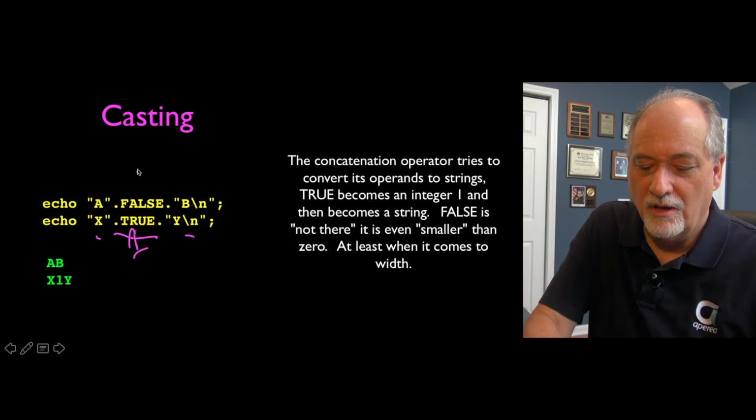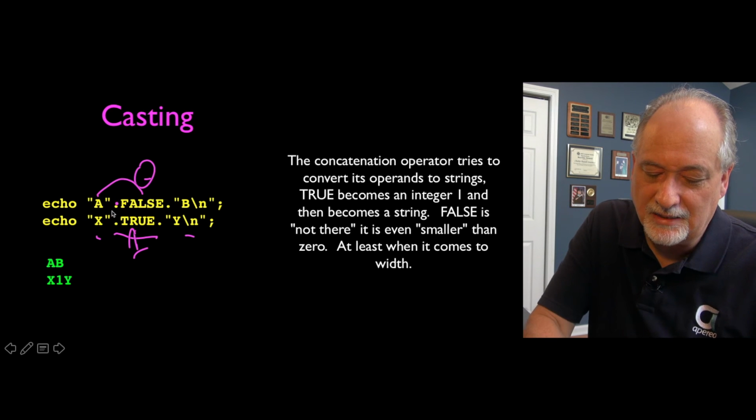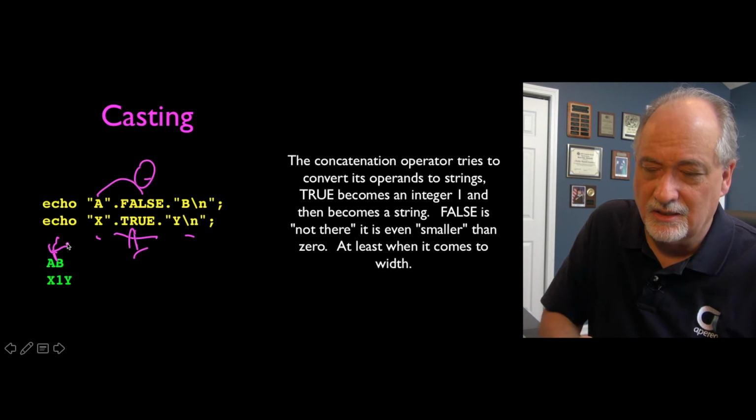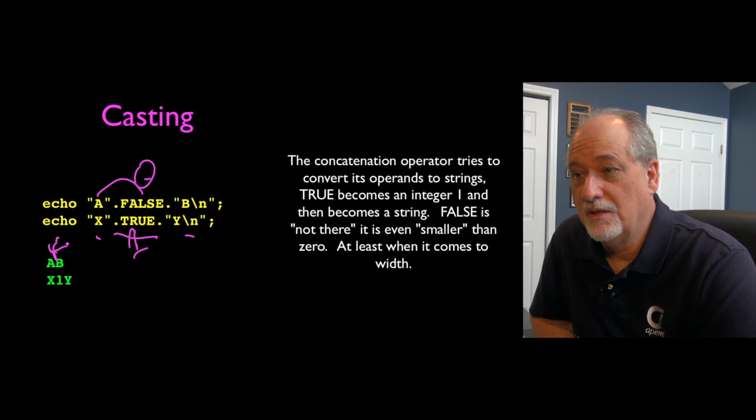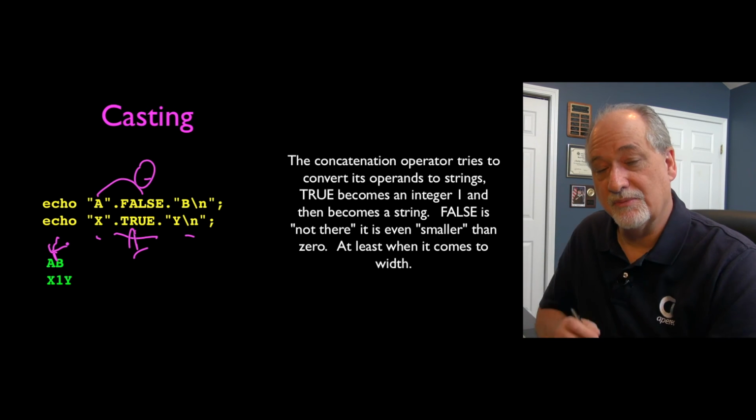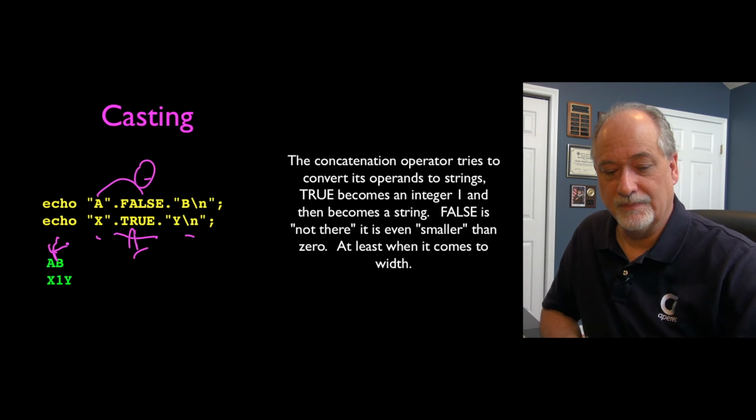True becomes 1, false becomes 0, but if it's being concatenated with a string, false is nothing. Some of my most frustrating time debugging PHP is when I'm printing debugging output, and I print a variable and it's got false in it, and I can't see it because false is basically invisible. Okay?